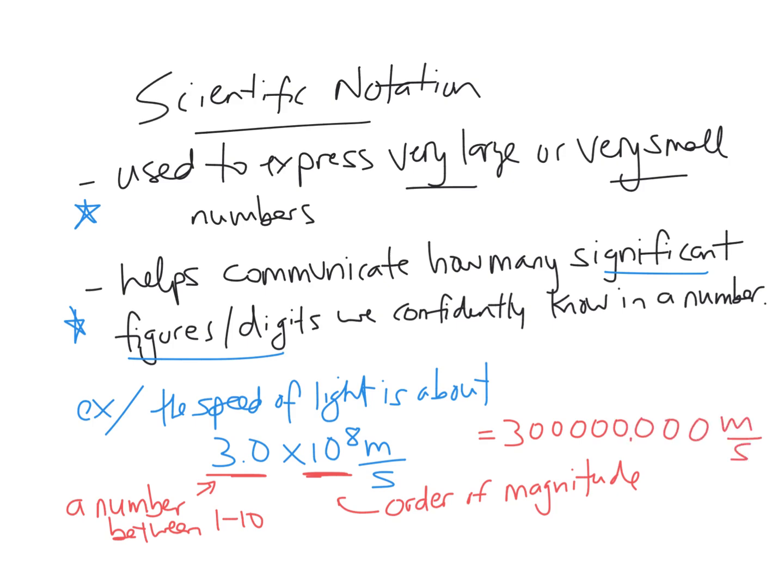So, what is the actual number? Well, it's 300 million meters per second, but hopefully, you see, it's a little bit cleaner to just go ahead and write it in the standard scientific notation as aforementioned. Let's do a couple more examples.